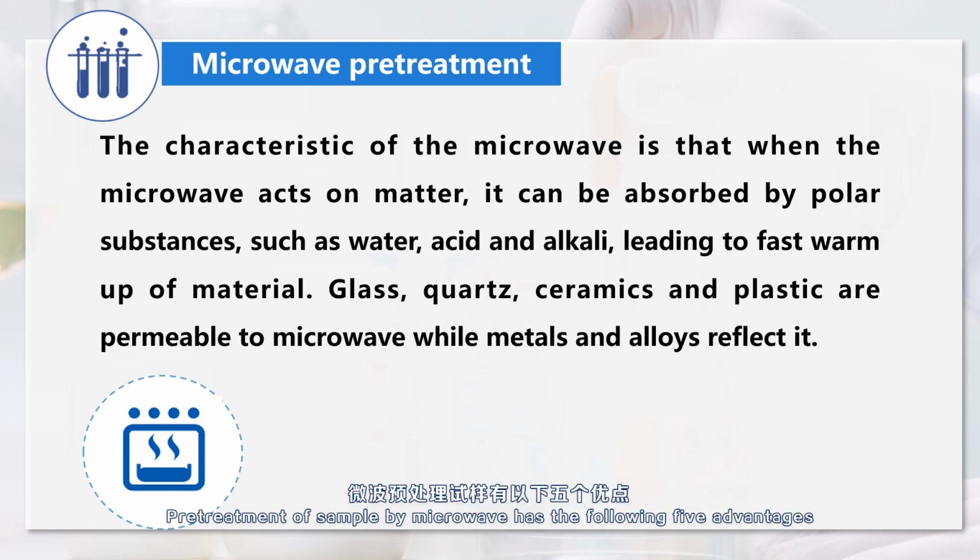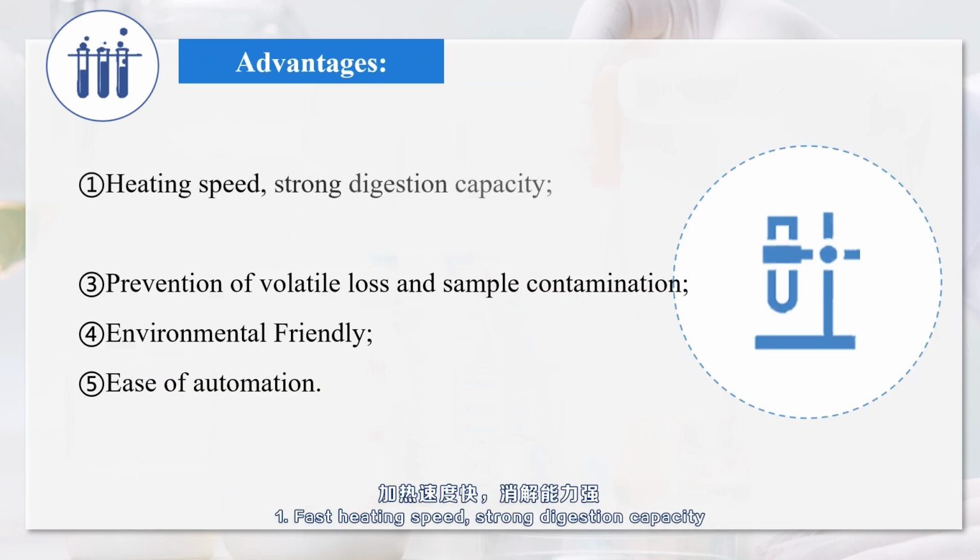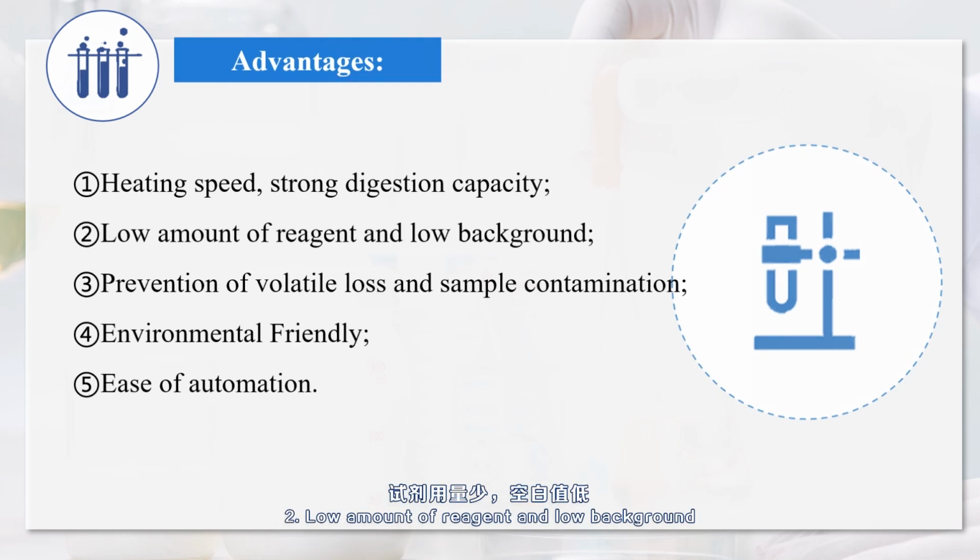Pretreatment of sample by microwave has the following 5 advantages. First, fast heating speed, strong digesting capacity. Second, low amount of reagent and low background. Third, prevention of volatile loss and sample contamination. Fourth, environmentally friendly. Fifth, ease of automation. Therefore, the microwave pretreatment has great potential and application prospect. These are the methods for the decomposition of inorganic samples and organic samples.